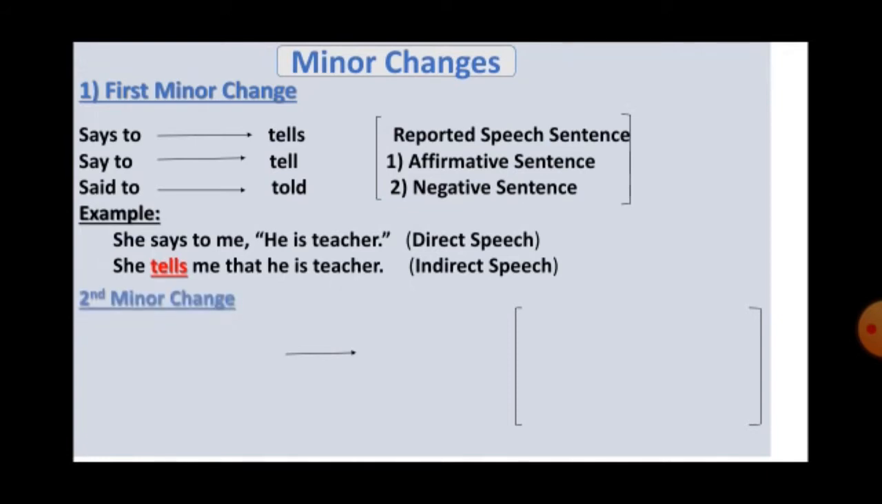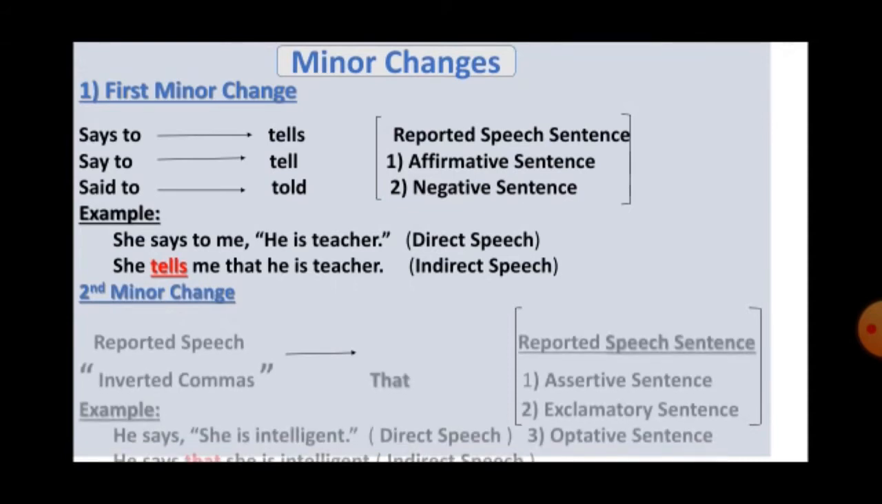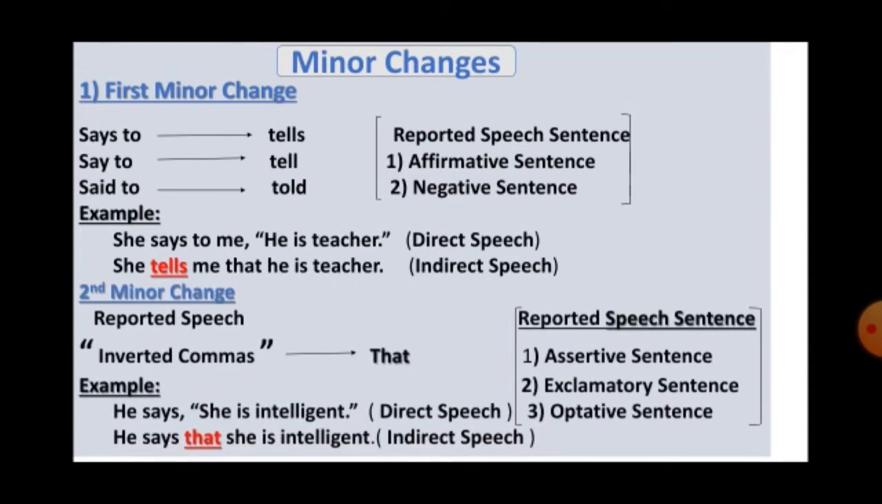And furthermore, this is our first minor change, and the second minor change is what? When we have inverted commas in reported speech, we remove those inverted commas and put "that" in place of them. For example, she says, "She is intelligent." In order to convert this direct speech into indirect, we say she says that she is intelligent. So in place of inverted commas I have put "that", and that is the second minor change.